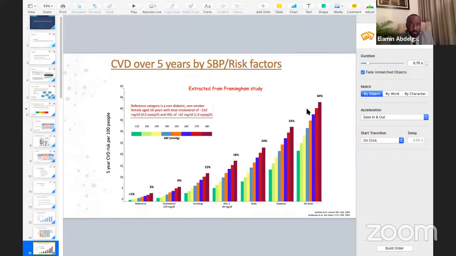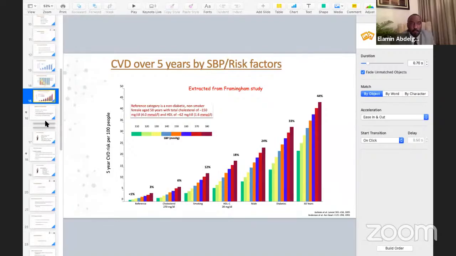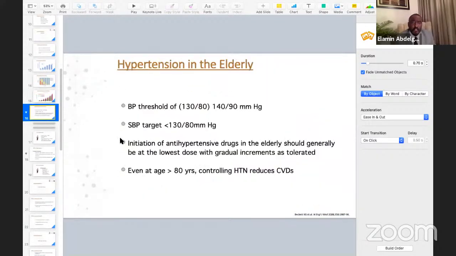So hypertension and elderly or older people is one of the most essential and important risk factors that we need to tackle actively and control onwards. So hypertension in older people, the threshold now has come down to 130/80. This is the American threshold, and the European threshold is 140/90. And the target is for Americans less than 130/80, the Europeans closer to 130/80.